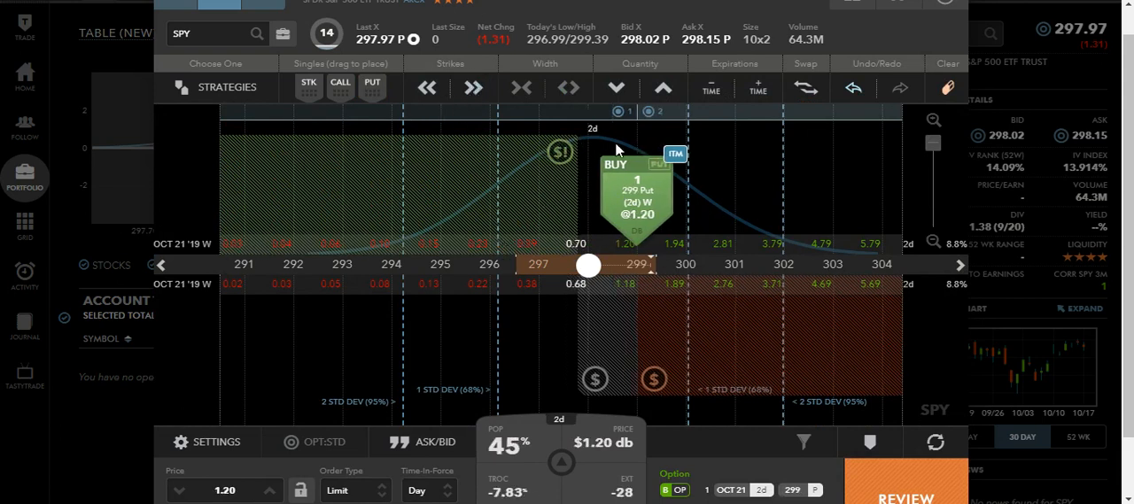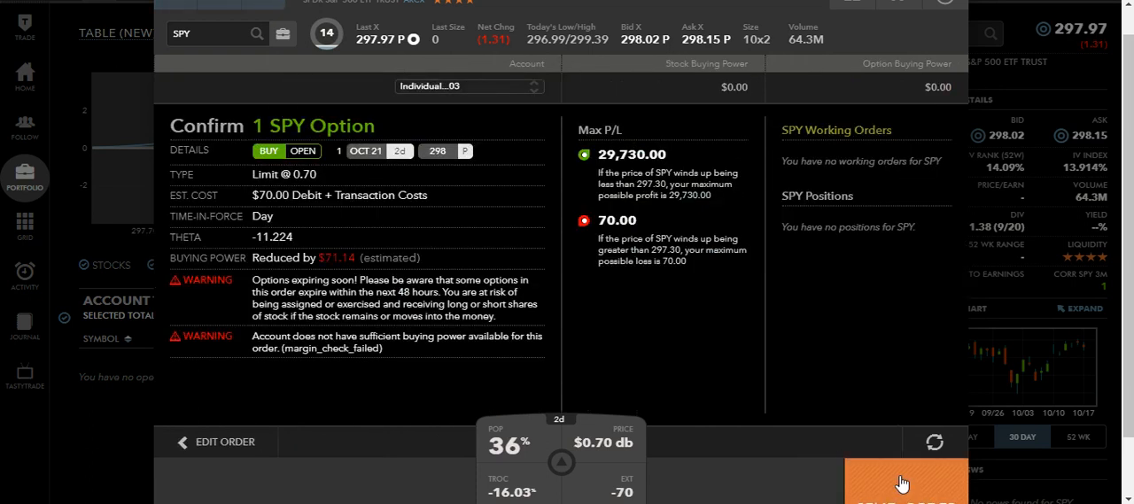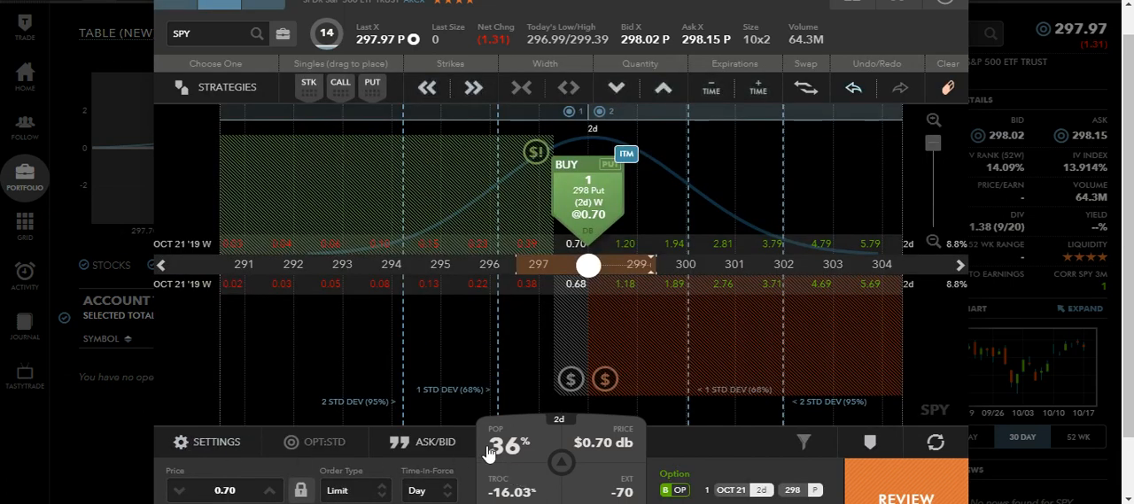So when you're buying a put, you're anticipating the stock to go down. So if we place our put right at the money, which is 298, that put is going to cost us $70, and we have a 36% chance on this one. So still very horrible odds.